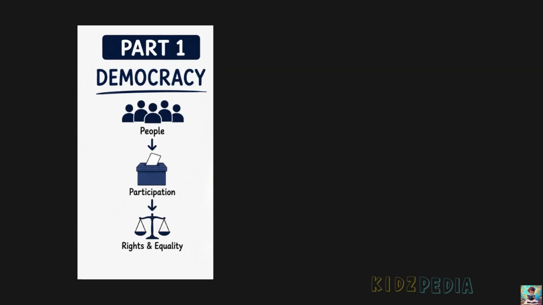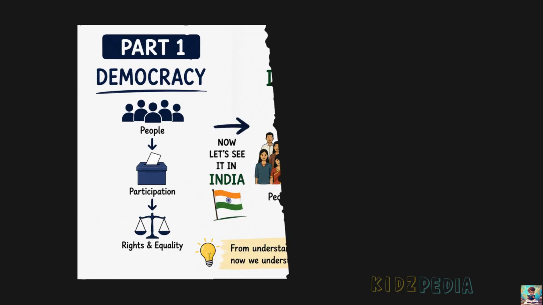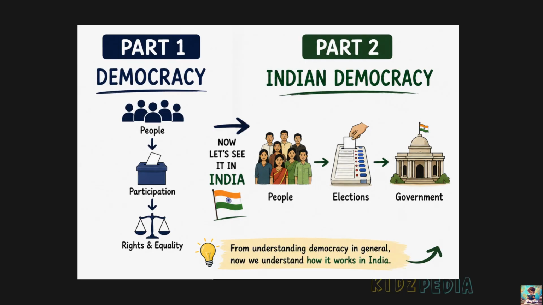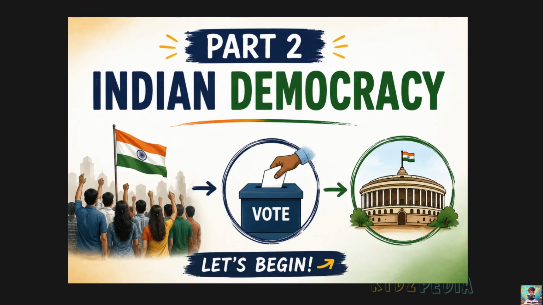Hello everyone. In part 1, we understood the basic ideas of democracy and how democratic institutions work. Now, in part 2, we are going to take our understanding a step further and see how democracy actually works in India. We will look at India's huge electoral participation, the role of citizens, different forms of participation, the different levels of government, and how the constitution protects the diversity of our country. So let's continue our chapter and understand Indian democracy in a very simple way.